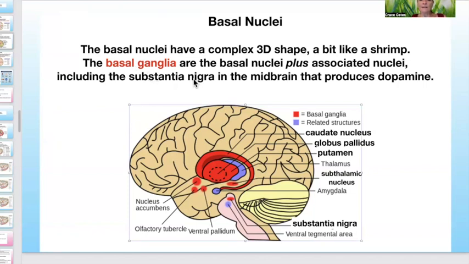The basal ganglia are the basal nuclei plus associated nuclei, including the substantia nigra in the midbrain that produces dopamine, which will come up later. Okay, so the basal nuclei are a part of the basal ganglia, and you'll hear those two associated terms. So just know that the basal ganglia have more parts than the basal nuclei. The basal nuclei have 3 parts, but the basal ganglia have even more parts.